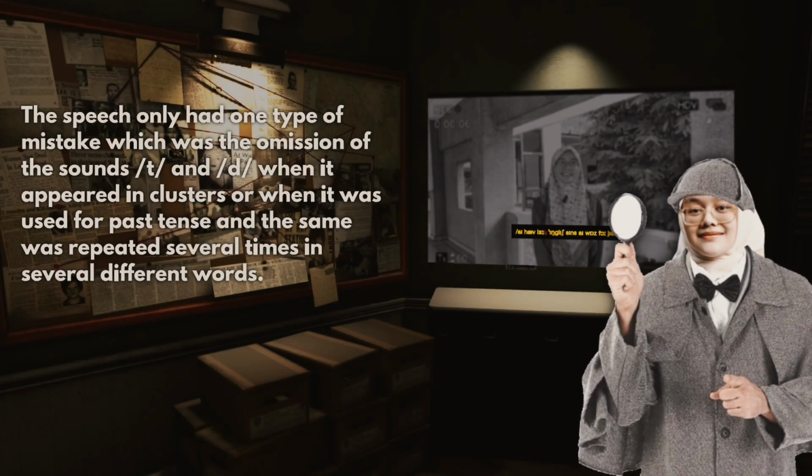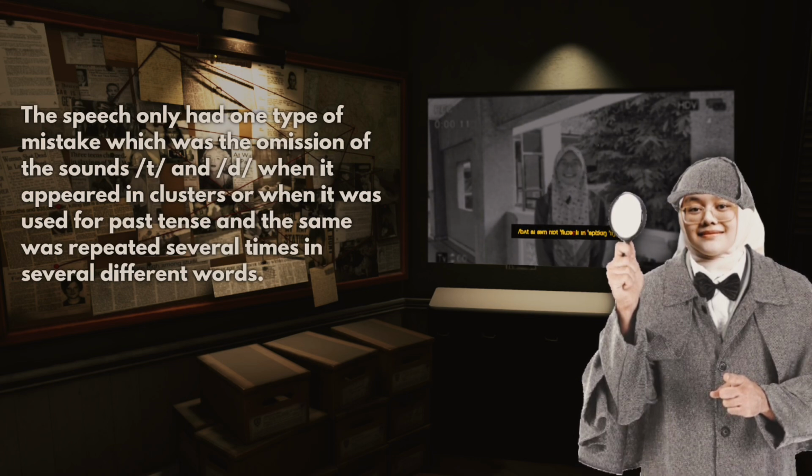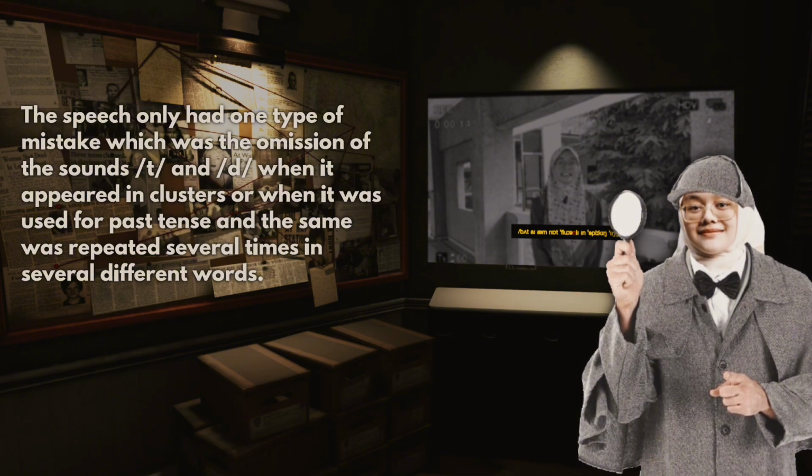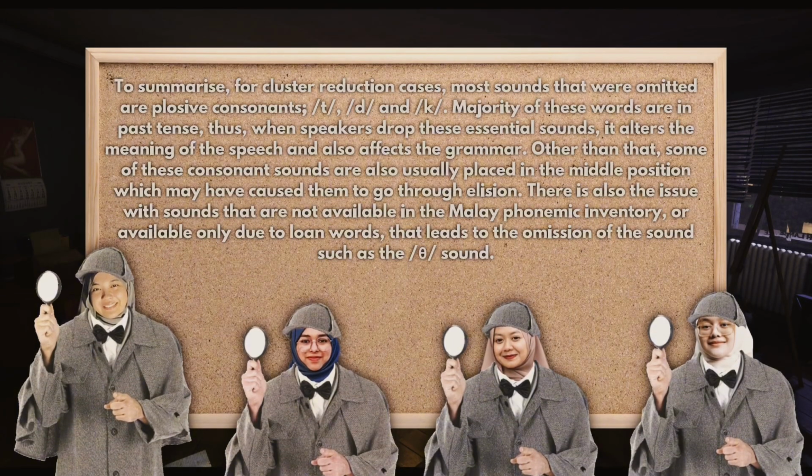The speech only had one type of mistake, which was the omission of the sounds th and the when it appeared in clusters or when it was used for past tense, and the same was repeated several times in several different words. To summarize, for cluster reduction cases, most sounds that were omitted are plosive consonants t, d, and k. Majority of these words are in past tense. Thus, when speakers drop these essential sounds, it alters the meaning of the speech and also affects the grammar.